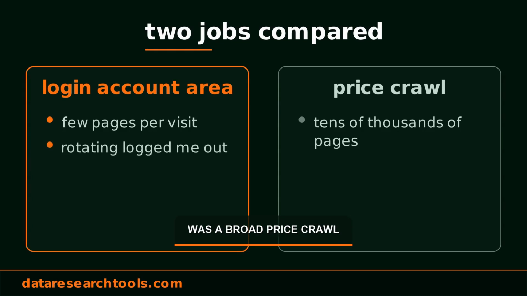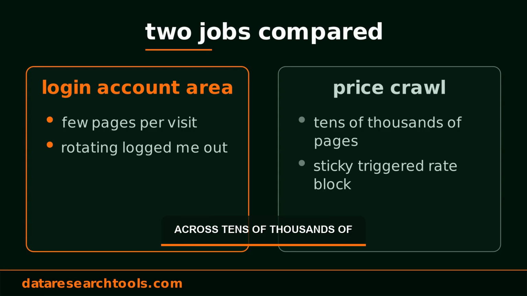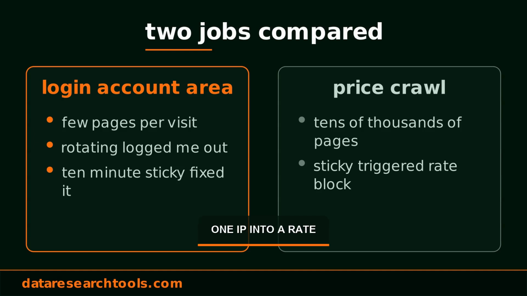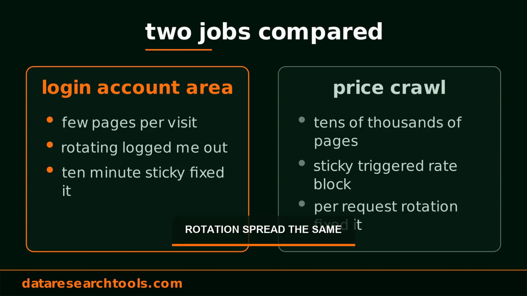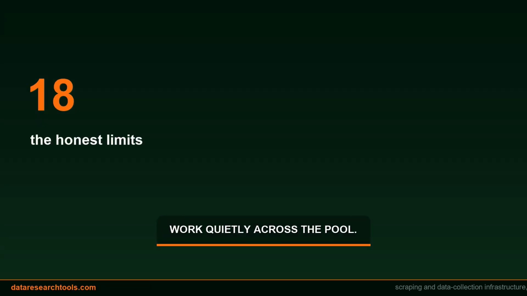The other was a broad price scroll across tens of thousands of public pages. A sticky address there hammered one IP into a rate block within the hour, and moving to per request rotation spread the same work quietly across the pool. Same tool, opposite settings.